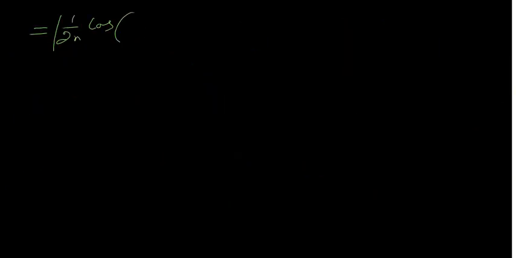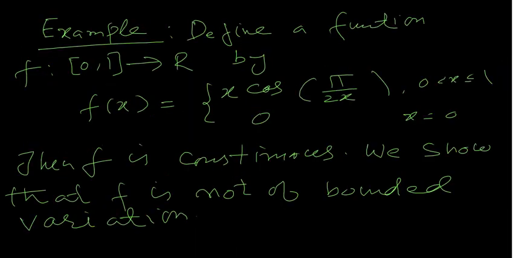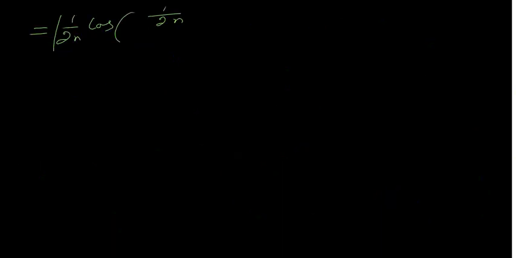So x is 1 by 2n, x times cos of pi by 2x. So it's pi divided by 2x, where x is here 1 by 2n, minus f of 0, which is 0. That's the first term, plus the second term.